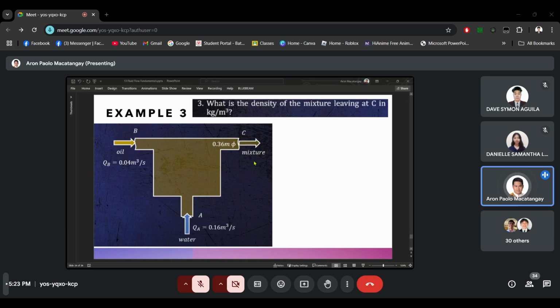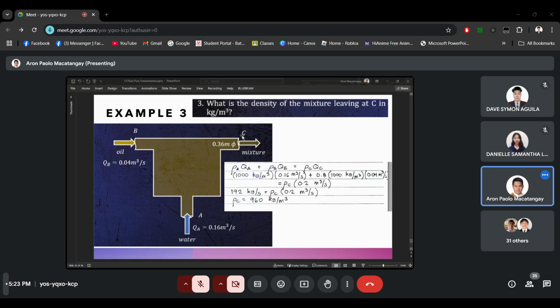Now, how do we get the density? We use the conservation of mass again. The conservation of mass states that volume flow rate incoming equals volume flow rate exiting. It means 0.04 plus 0.16 equals 0.2 cubic meters per second. That's the volume flow rate equation for conservation of mass. Now, since these three have different densities, we multiply each of those values by their own densities. We started with QA plus QB equals QC, and then we attach the individual densities to the proper volume flow rate.